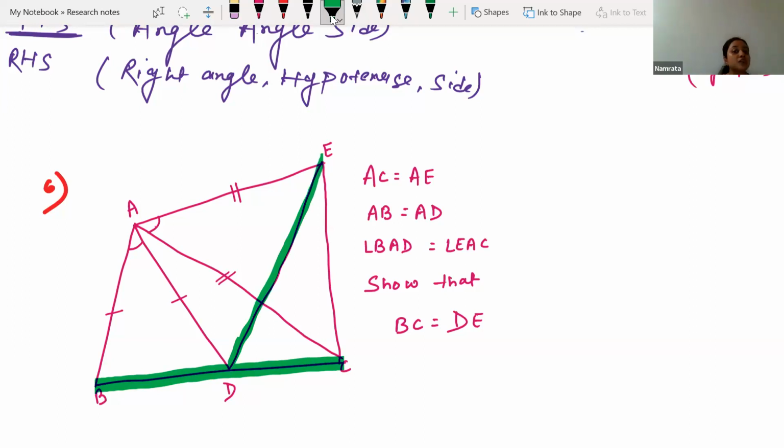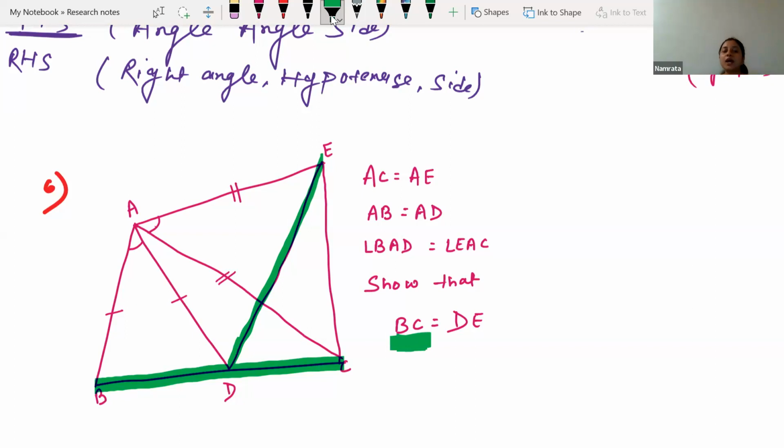Now we have to figure out how we can say that these two sides are equal to each other. Since we have to prove that these two sides are equal, we have to take such a triangle where this side and that side must be there, so that just after proving the congruency we can say these two sides are corresponding sides of the congruent triangles, hence they will be equal to each other. But before that, we also have to figure out which two triangles we can take to show that they are congruent.